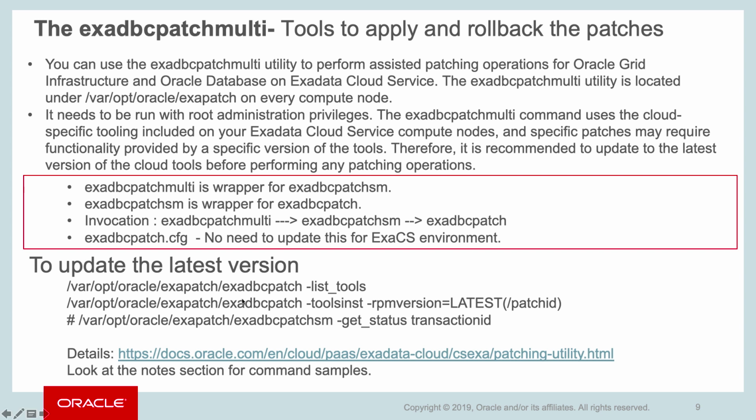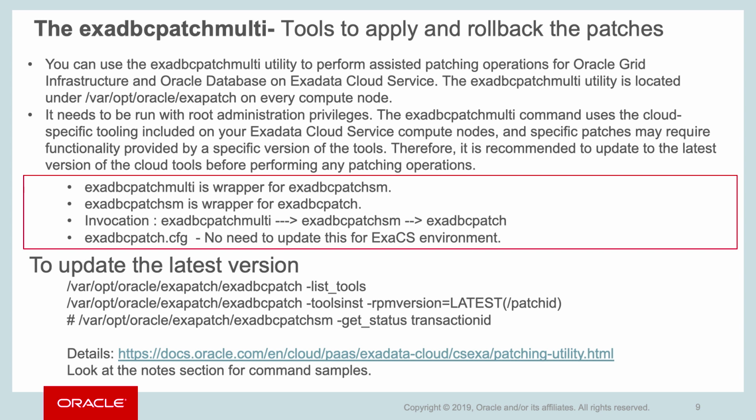So once you get the latest available cloud tooling, you can again use the exadbcpatch command tool, install RPM, version equals latest, or if you want to specify a patch ID, which you will get as part of the list tools command output. So this command is going to update the cloud tooling with the latest version available for your environment.